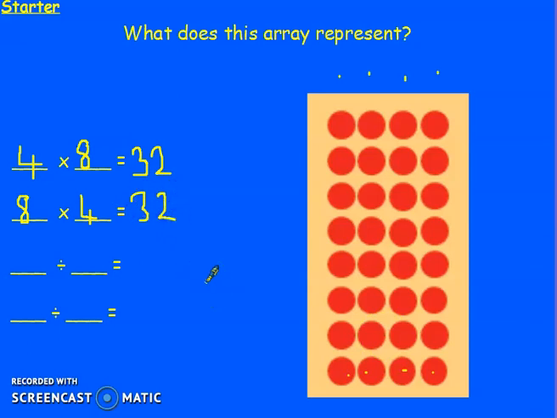So what are the division facts for this fact family? Well, we'll start with the biggest number, 32. We can divide it by 4 to give us 8, because we know that there were 8 rows. Or we could switch it round and do 32 divided by 8 equals 4. Write these calculations in your maths book.